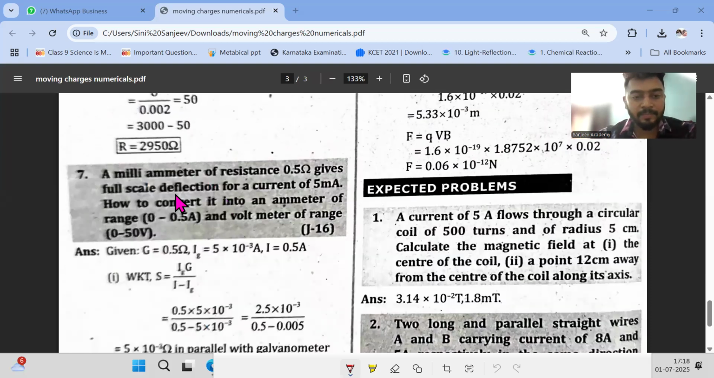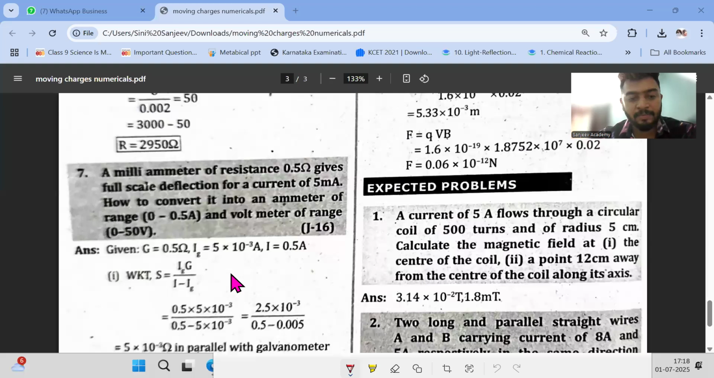Next thing. Again, I can see a deflection. So obviously this will also be how to convert the galvanometer into an ammeter. Same formula. S is equal to Ig into G by I minus Ig. So see the bigger current. Which is the bigger current? 0.5 ampere. And what is this? 5 milliampere, that is 5 into 10 power minus 3, the smaller current. Substitute everything, you'll get the answer.